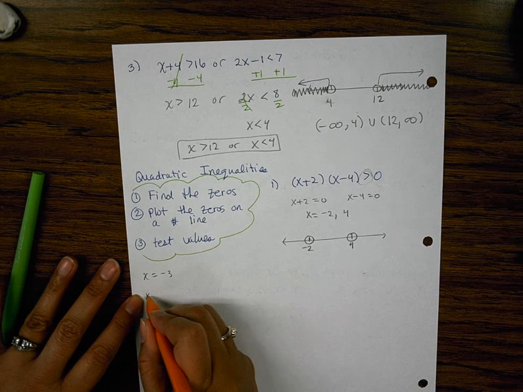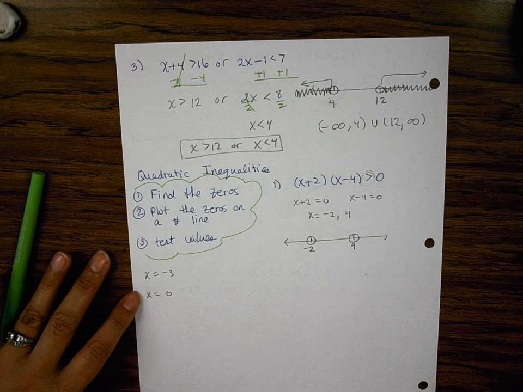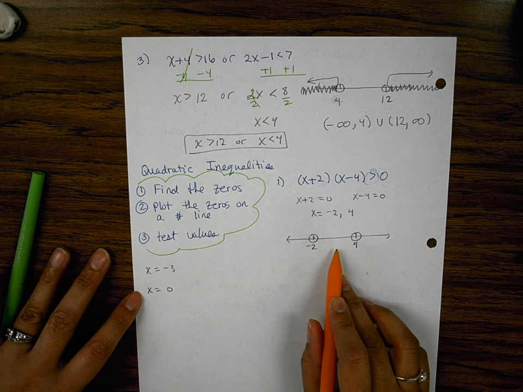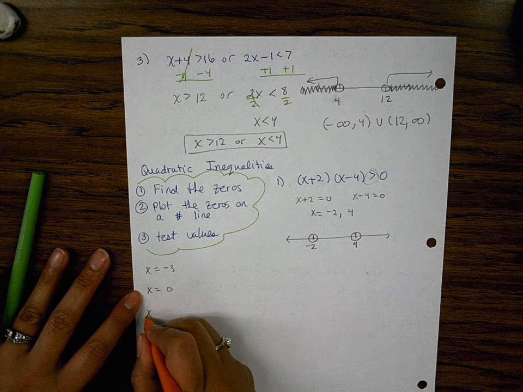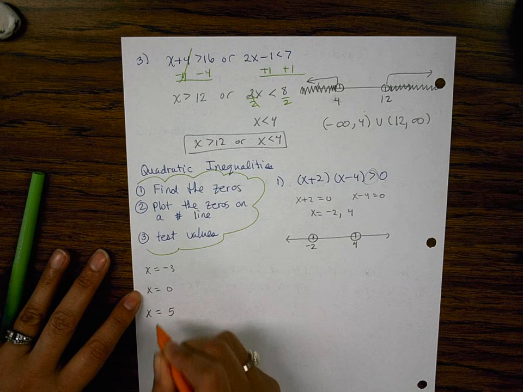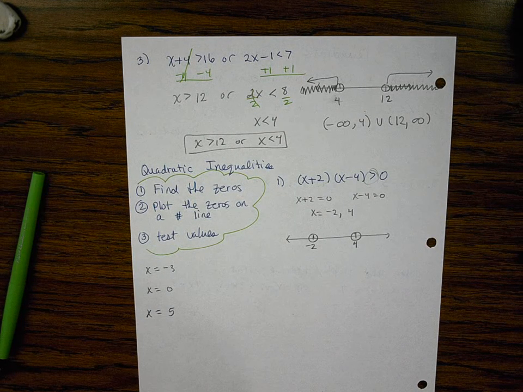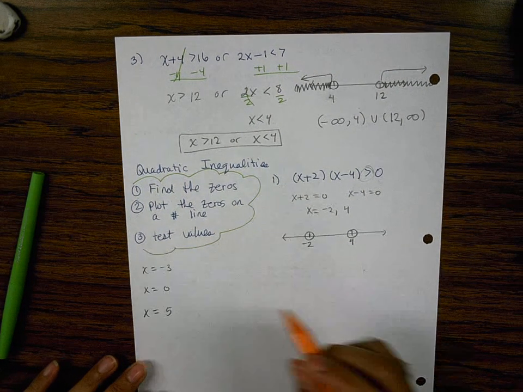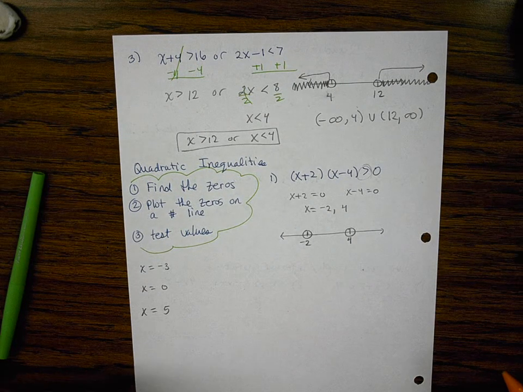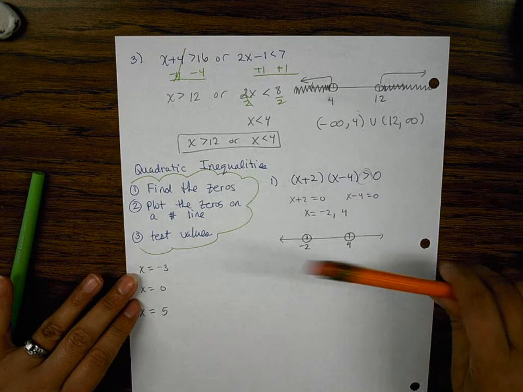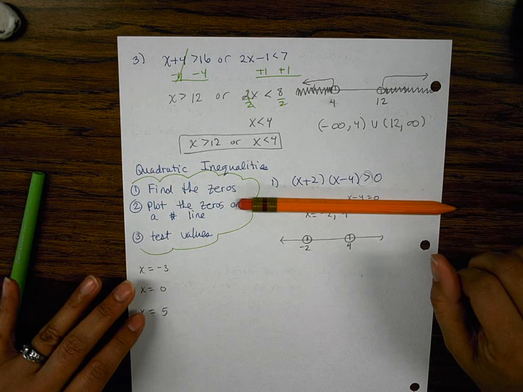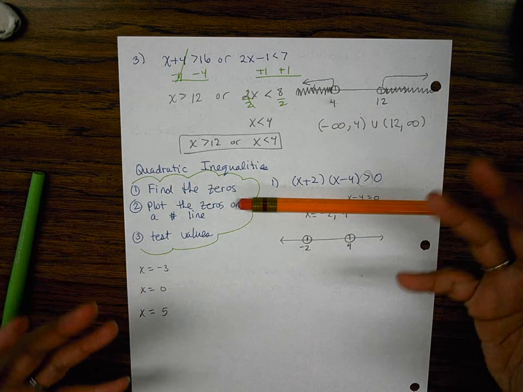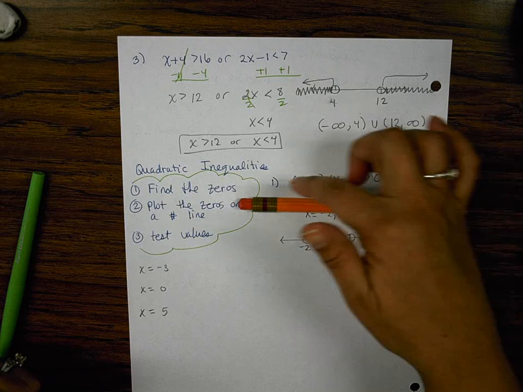Okay, so I am just going to pick some not too crazy numbers. A number to the left, I'm just going to pick -3. You can try -4. A number in the middle, I'm going to pick 0. I like picking 0 whenever I can, and 0 happens to lie in the middle. And a number to the right, I'm just going to pick 5. You could pick 6 or 7 or 8 or any other number that is larger than 4.